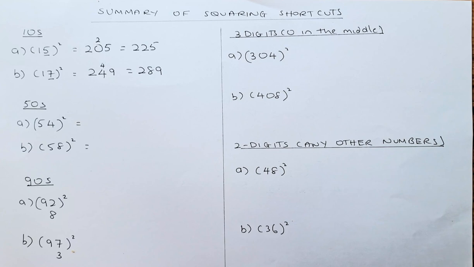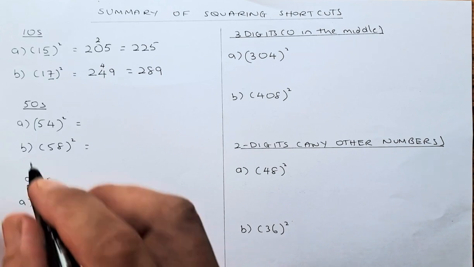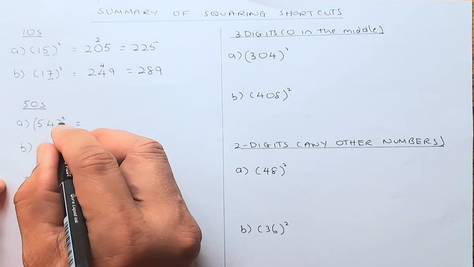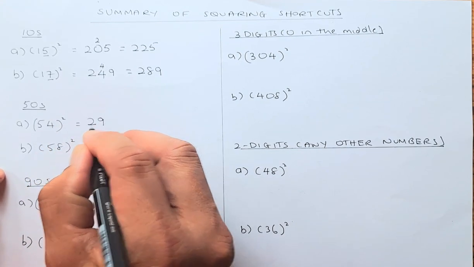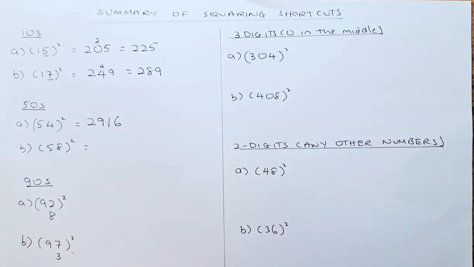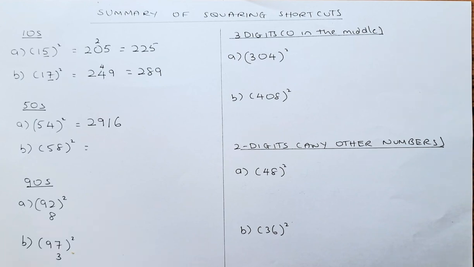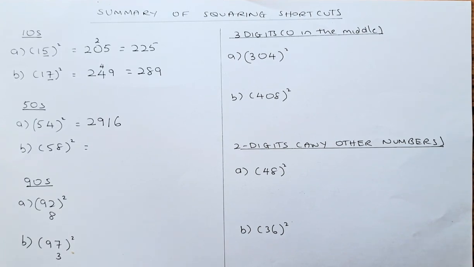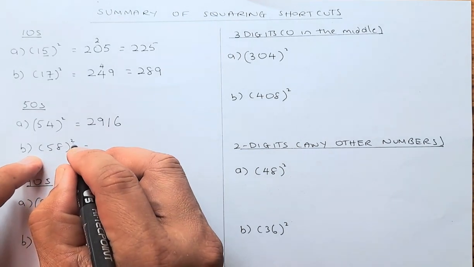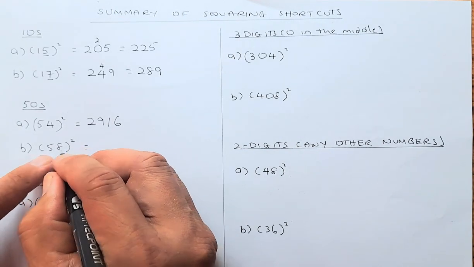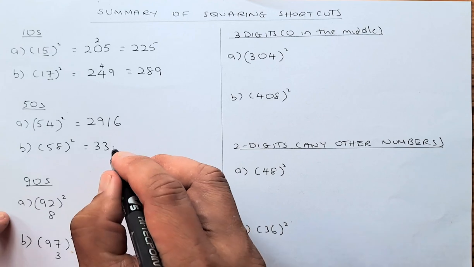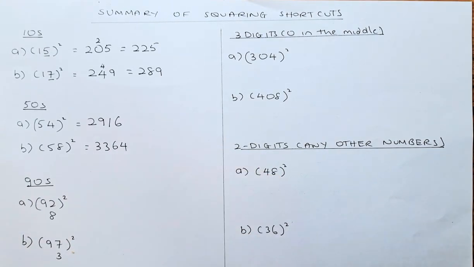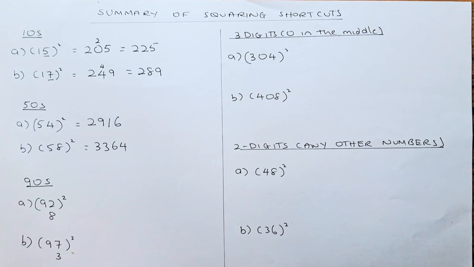Now we're going to the next part, which is how to square numbers in the 50s. To square a number in the 50s, you take 25 plus the last digit. So for 54 squared, 25 plus 4 is 29, so that will be your first part. And the second part, 4 squared is 16, and that is how you get 54 squared equals 2916. Similarly, for 58 squared, 25 plus 8 gives you 33, and then you square 8, which gives you 64, so the answer is 3364. That is how you square numbers in the 50s.